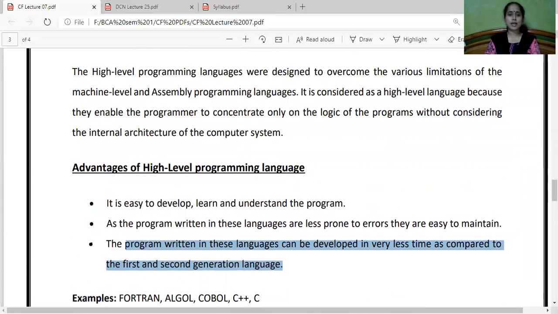And Fortran, Algol, COBOL, C and C++. These are the examples of the high-level languages. So that's all for today. I hope I've made clear to each one of you what are computer programs, the computer programming languages, their significance and their types.